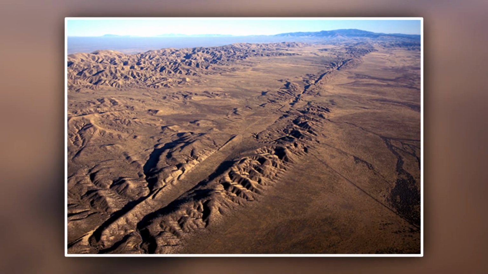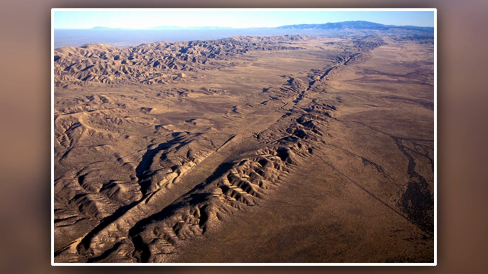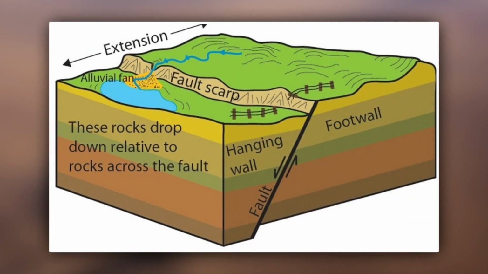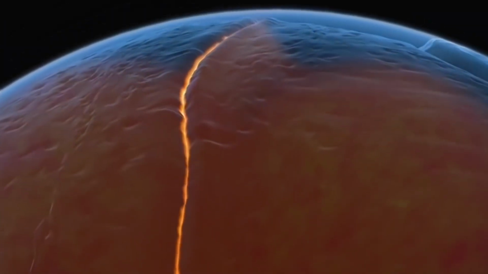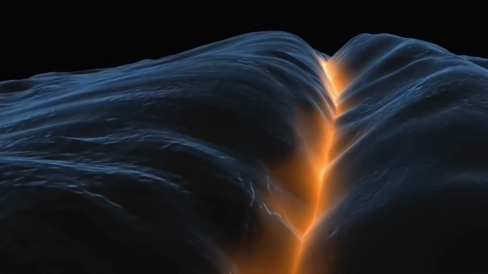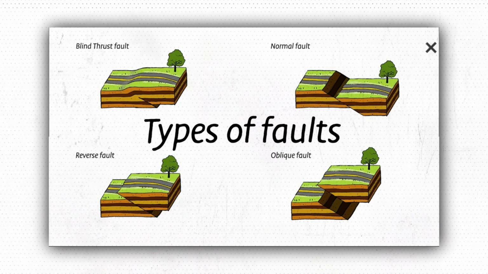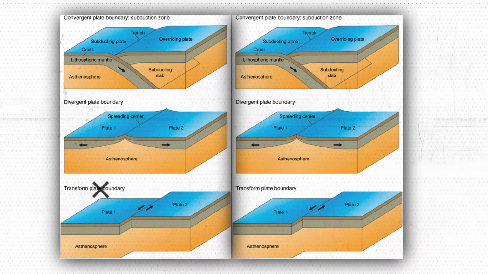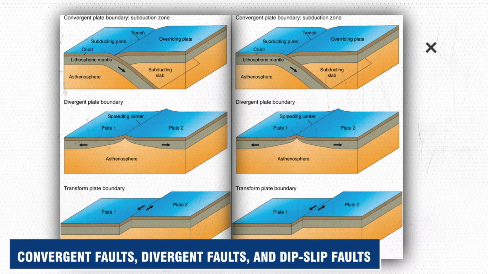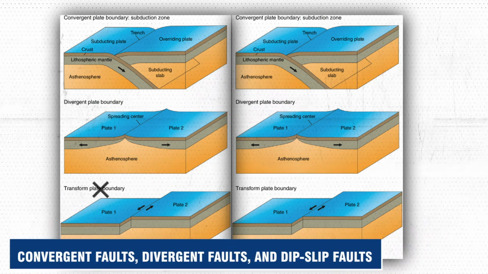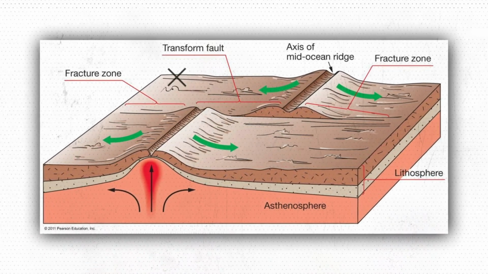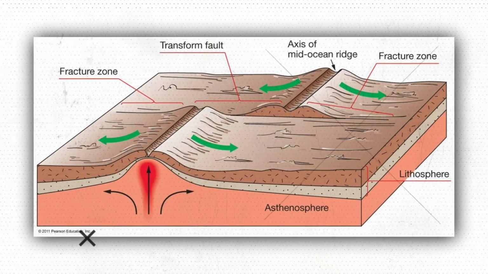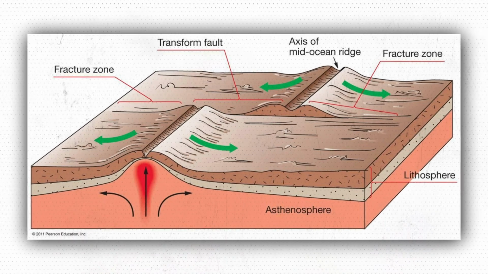To get a better grasp on what the SAF is, it is necessary first to have a solid understanding of what a fault is. A fault is a split in the crust of the earth that occurs when its two halves move in opposition to one another. There are several distinct categories of faults, the most common of which are convergent faults, divergent faults, and dip-slip faults. A strike-slip fault, sometimes known as a transform fault, is what the San Andreas Fault is classified as.